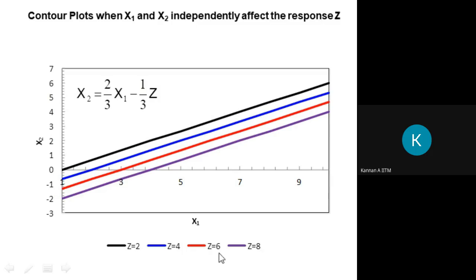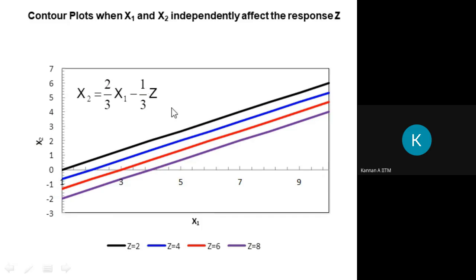So what you do is, for example, Z equal to 6, you put the value of Z equal to 6, 6 by 3 is 2. So what should be the combination of X2 and X1 such that you get a value of Z of 6? So this is a locus of points of X1 and X2 such that the Z value is equal to 6. Similarly, this is a locus of points of X1 and X2 where the Z value is 4, and so on.